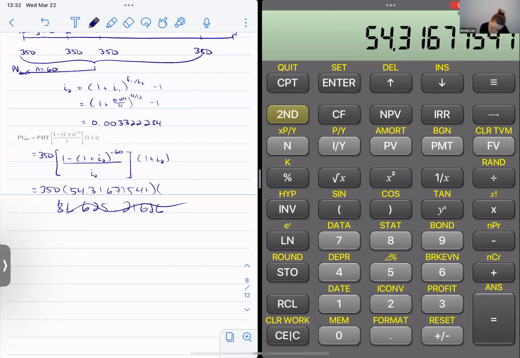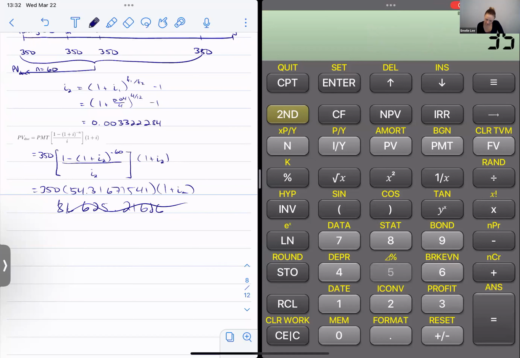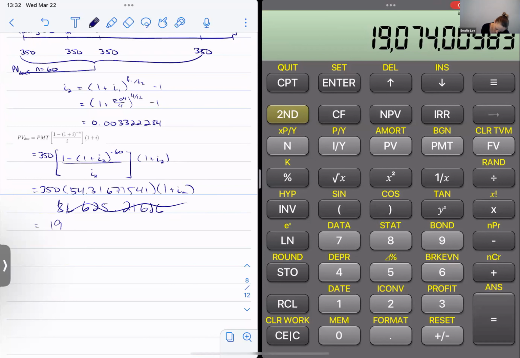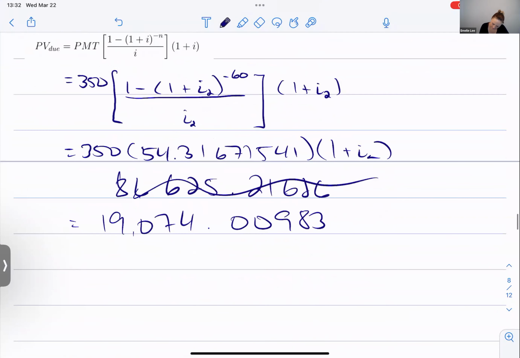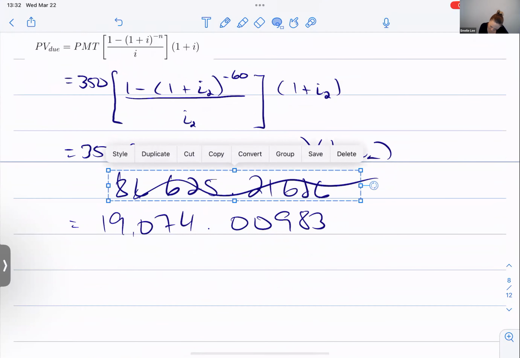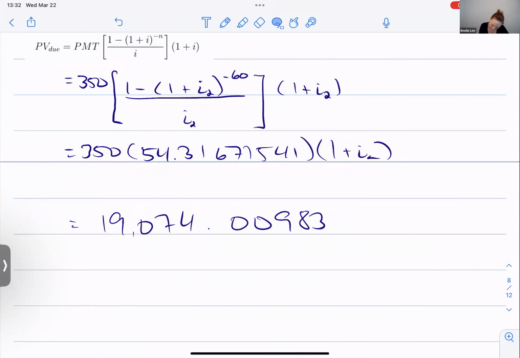54.31671541 times 1 plus I2. I'm going to store this in 3, just so I have it. And then times 1 plus recall 1, 5449, okay, times 350. Phew, okay, now I get the same. I'll clean this up, but I want to close this troublemaker. Or maybe I'm the troublemaker. There, wasn't doing things carefully enough.